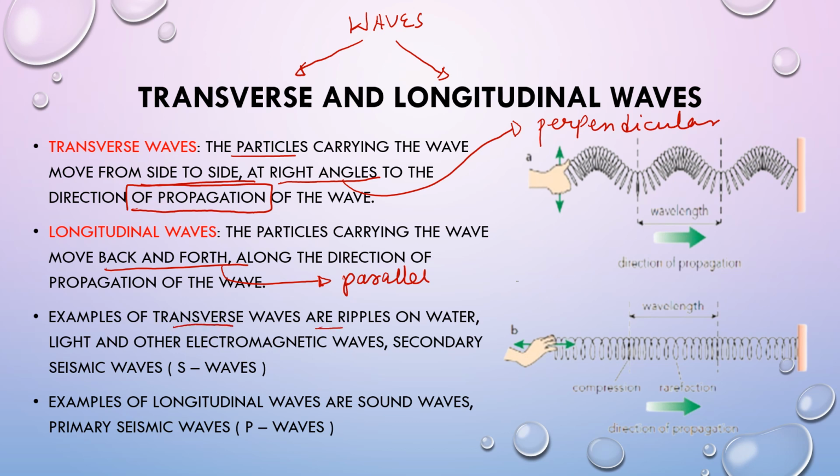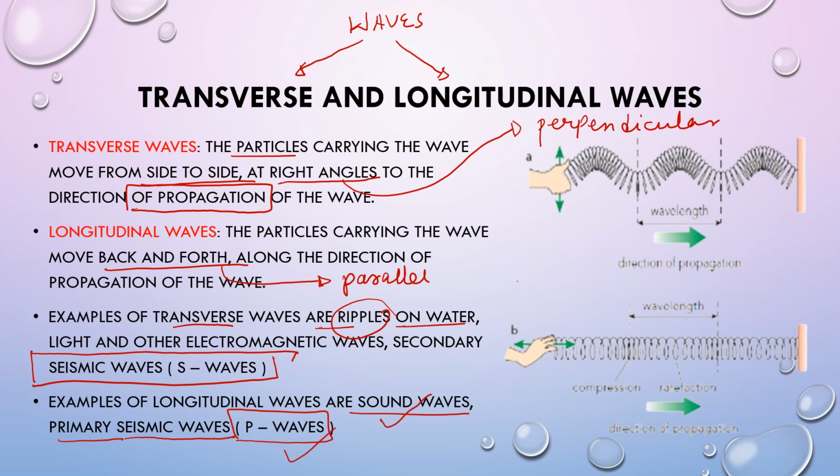Examples of transverse waves are ripples on water, light and other electromagnetic waves, and secondary seismic waves, S waves. Examples of longitudinal waves are sound waves and primary seismic waves, which are P waves. P waves and S waves are what we have in an earthquake. The waves on the top are the P waves and the waves below are the S waves.